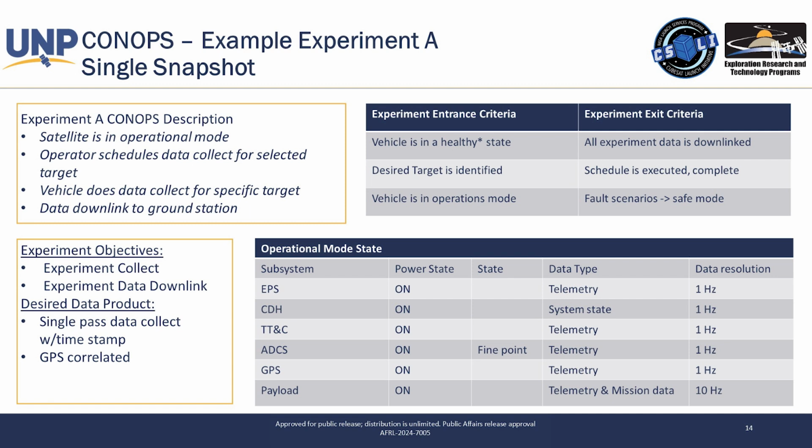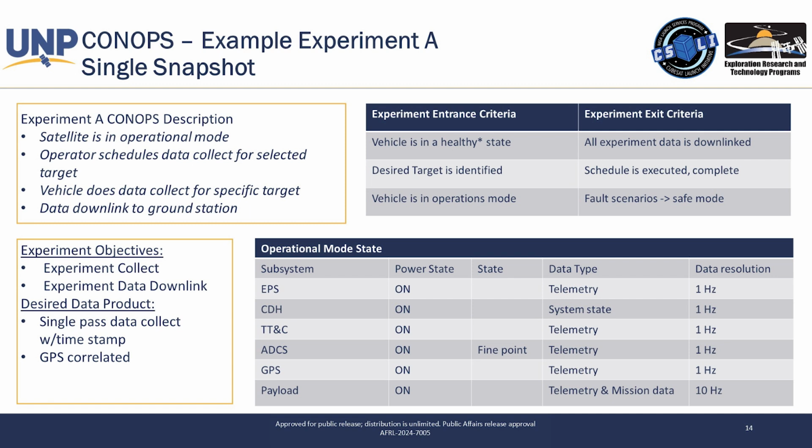That bottom part there is just describing what's on during this satellite's operational mode. So what subsystems there are, what the power state for each of those are. You can see here that for this image collect, we need everything to be on. We need our ADCS to be in fine point so that we can actually point accurately, so that we can take the right picture. And we have that data type coming down.